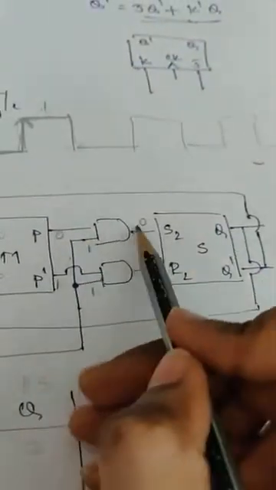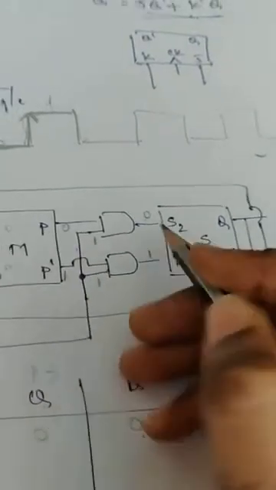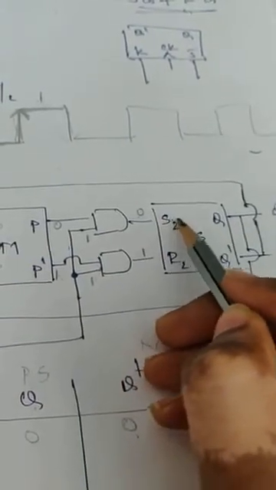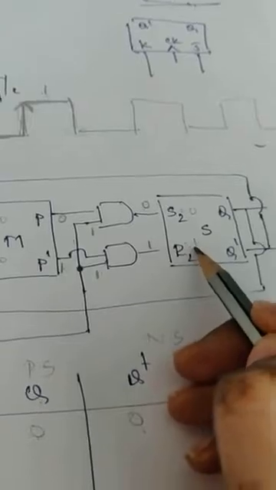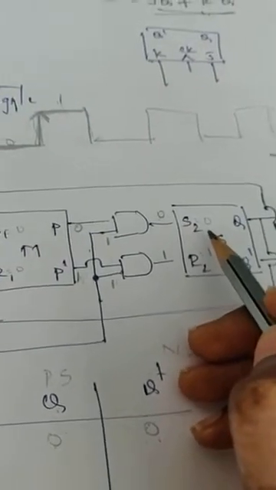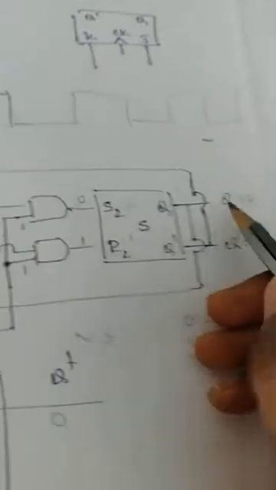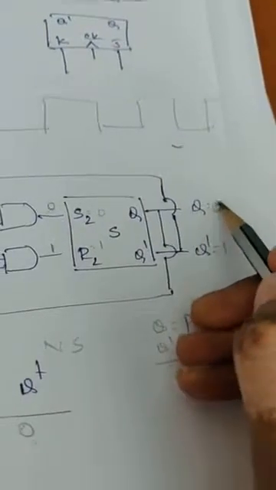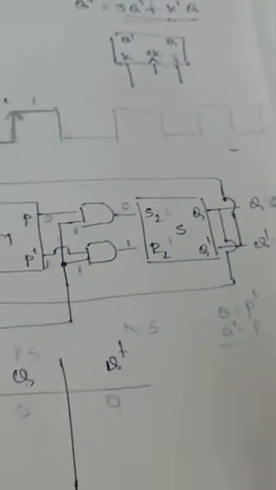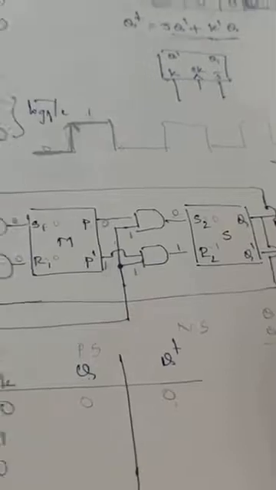When the clock moves from 0 to 1, the second part will be active. 0 and 1 is 0, 1 and 1 is 1. So this will be 0, this will be 1. When R is 1 and S is 0, what state is it? It is the reset state. So Q will be 0 itself. Q bar is 1. Getting it?